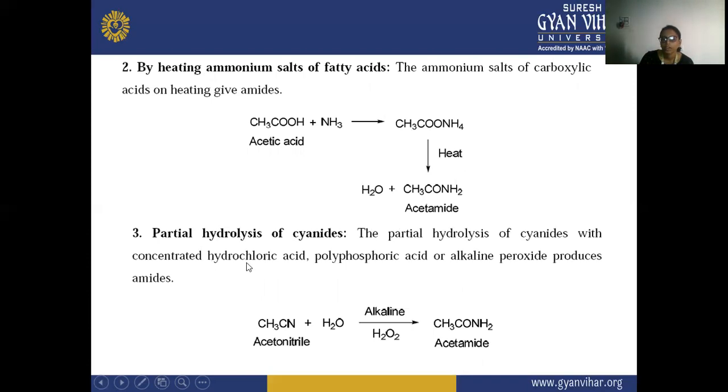Next is the partial hydrolysis of cyanide. Here the cyanide reacts with water, that is, hydrolysis of the cyanide with alkaline H2O2 peroxide, or in place of alkaline peroxide we can also use concentrated hydrochloric acid or polyphosphoric acid, and there is a formation of acetamide.